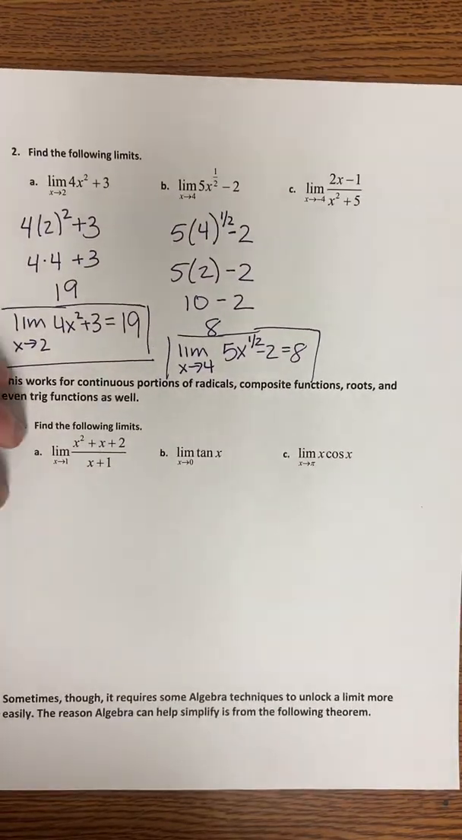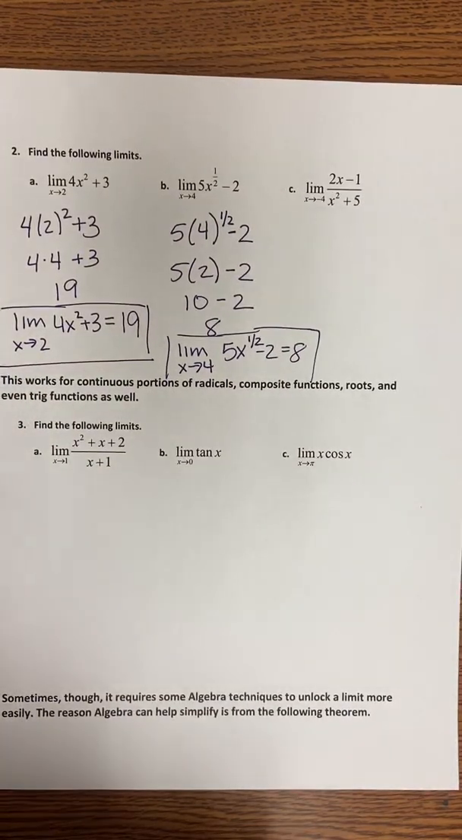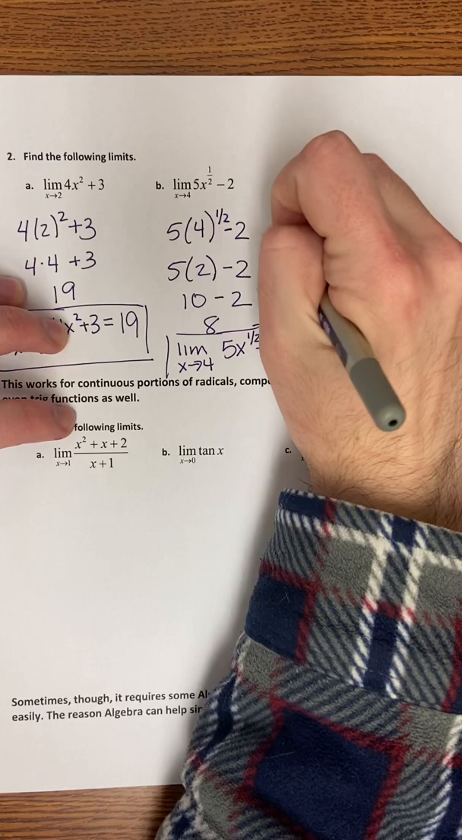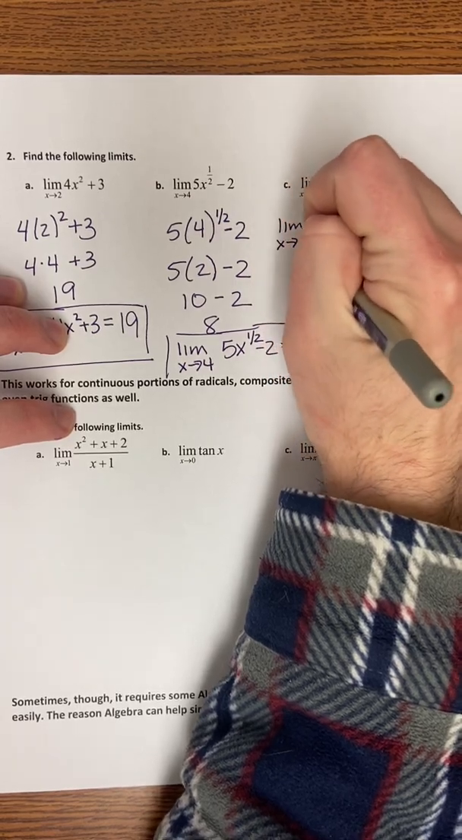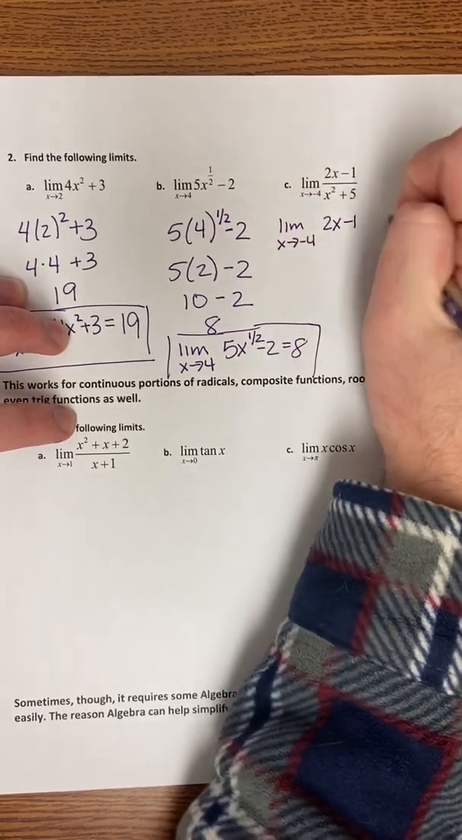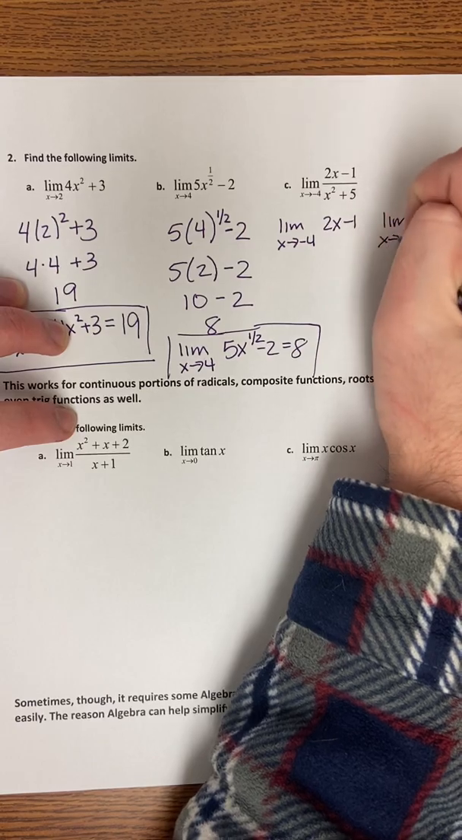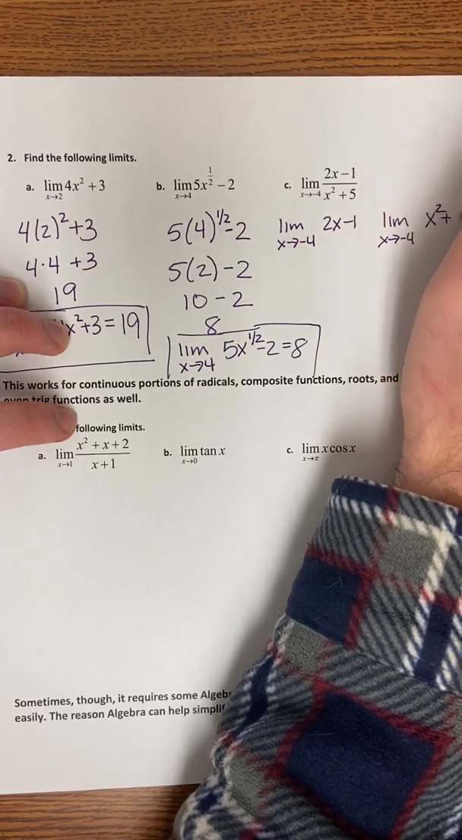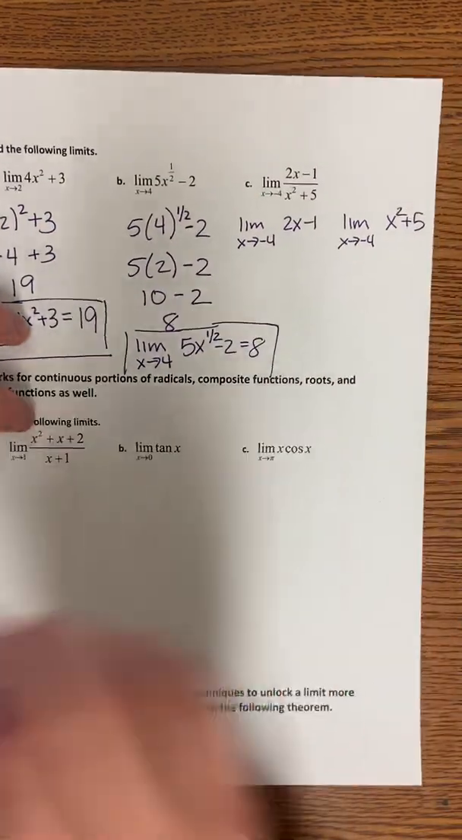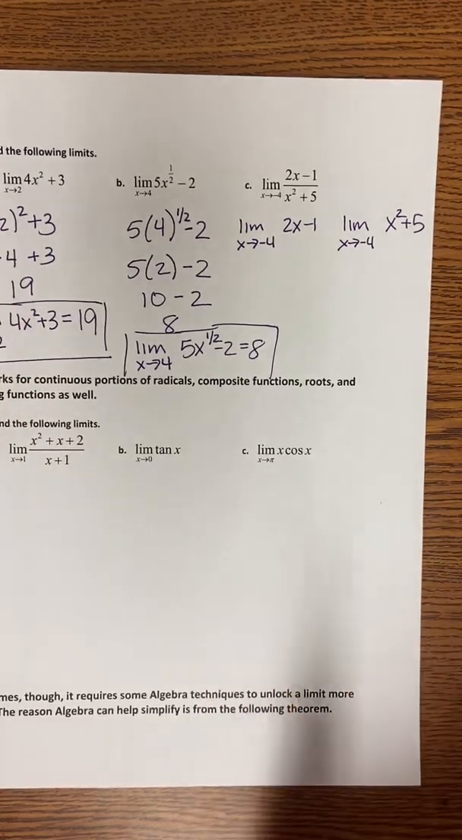And the last one is an example of the limit of a quotient is going to be the quotient of the limits. So I will take these two limits separately. The limit as x approaches -4 of 2x minus 1, and the limit as x approaches -4 of x squared plus 5. And again, we know for both of these, we can just plug in.